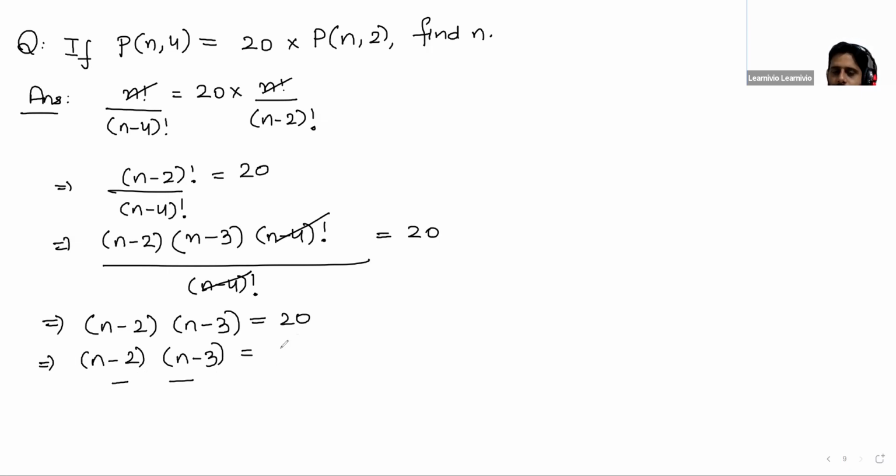What are the two numbers, Yusra, whose multiplication will give you 20? 5 and 4. Very good, 5 and 4. Okay, why have we chosen two numbers? Because here we have two numbers only.